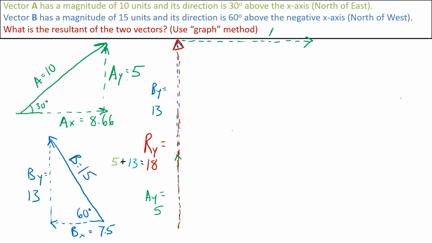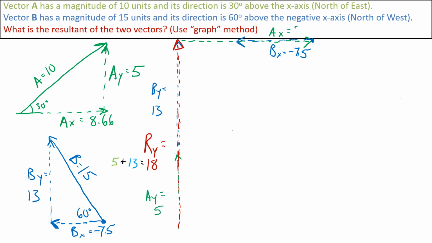So we'll call this a sub x. And be careful because b sub x is actually pointing to the left in the negative x direction. So it would be better to call this negative 7.5 because it's going in the negative x direction. And when we put the tail of that vector on the head of vector A, it points to the left. So it's overlapping and canceling out. So b sub x is equal to negative 7.5 because it's going to the left.